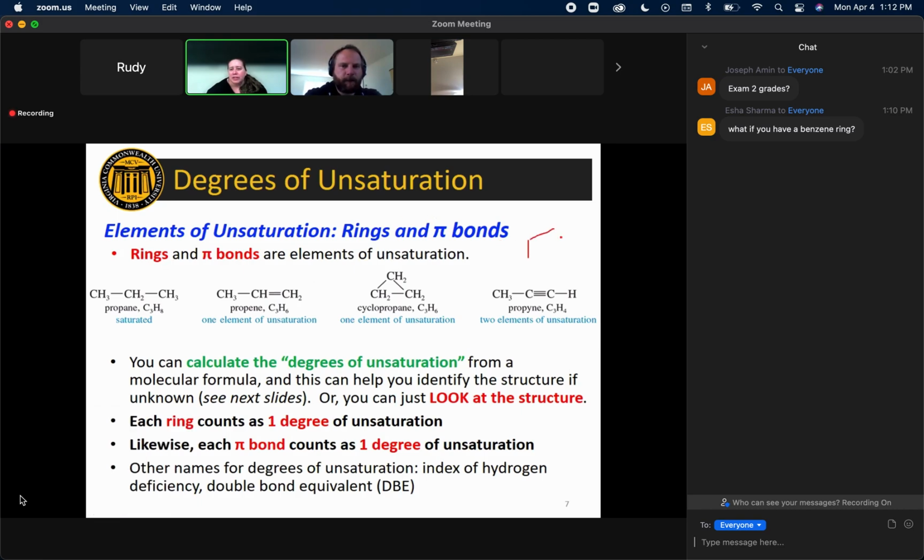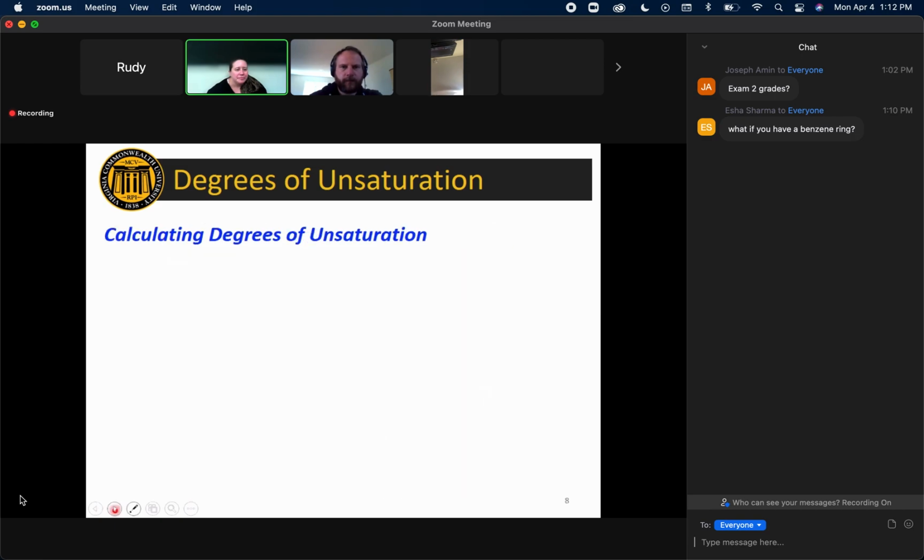If you have a benzene ring, here's what benzene looks like. How many degrees of unsaturation do you guys think that is? 4. That's right. So there is one ring and there are 1, 2, 3 pi bonds. So that makes a total of 4. Benzene has 4 degrees of unsaturation. Thanks for the question.